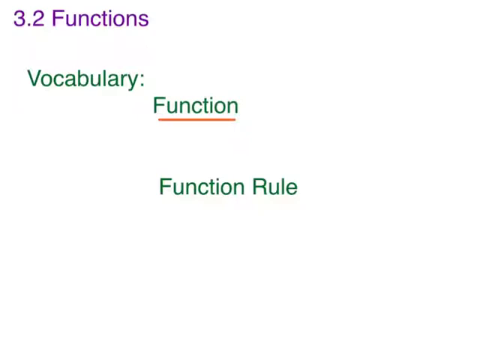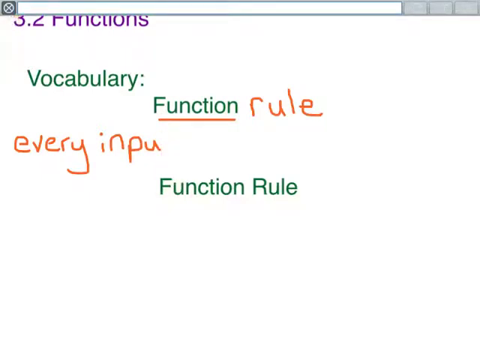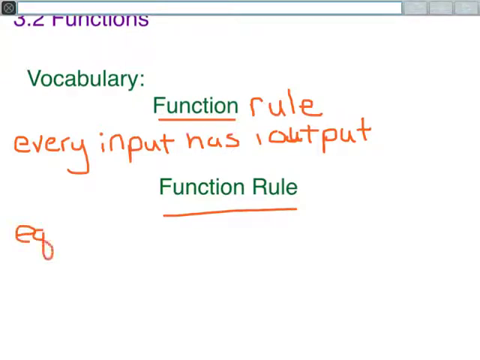A function is a rule, or an equation, where every input has one output. So every input has one output. A function rule is the equation that describes the function. So it's the equation that describes the function.